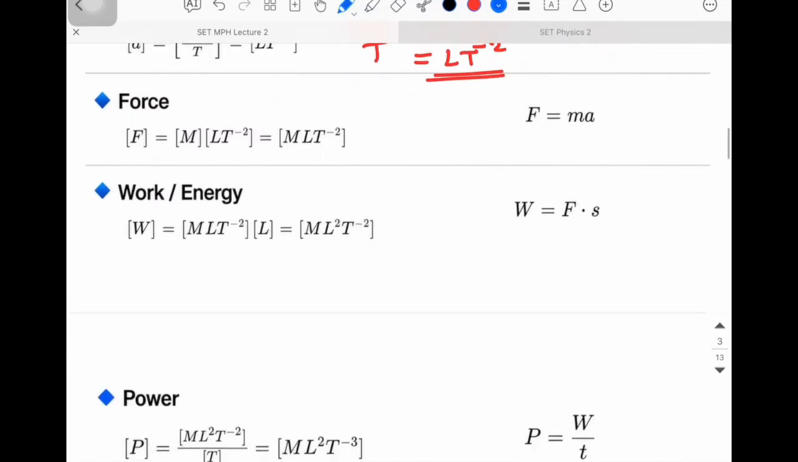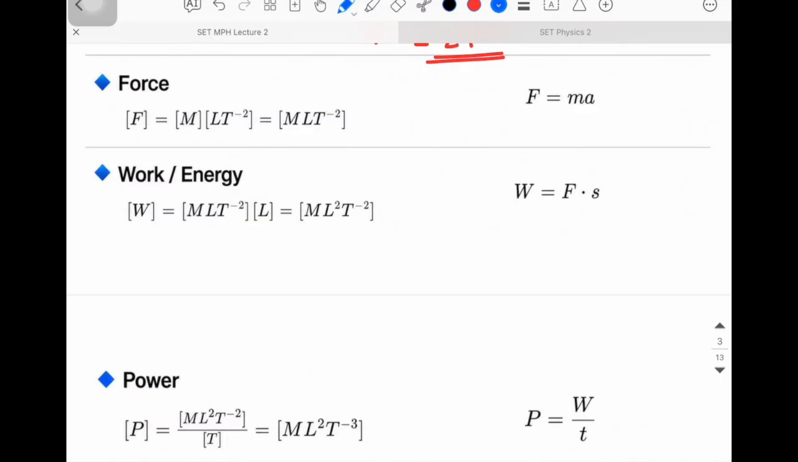What is the dimension of force? We know that force is equal to mass into acceleration. The dimension of mass is a fundamental quantity, so dimension of mass is M, and the dimension of acceleration we already derived, that is L t power minus 2. So the net dimension becomes M power 1, L power 1, and t power minus 2. That is the dimension of force.